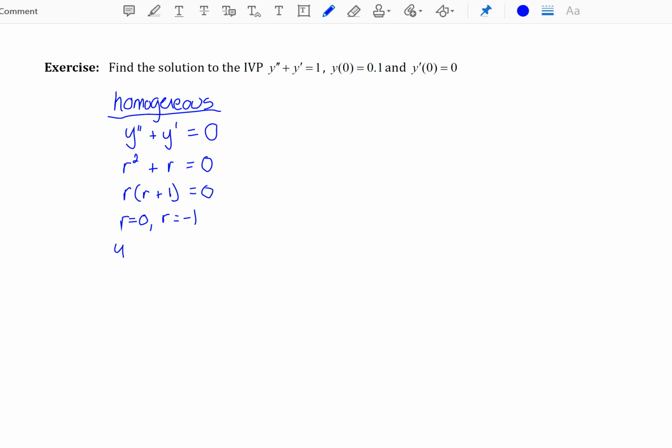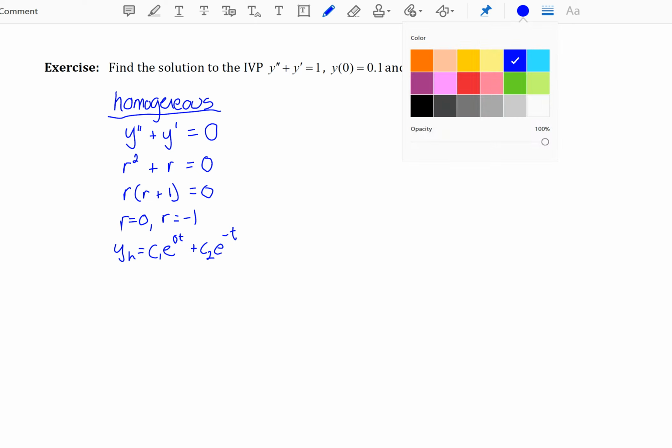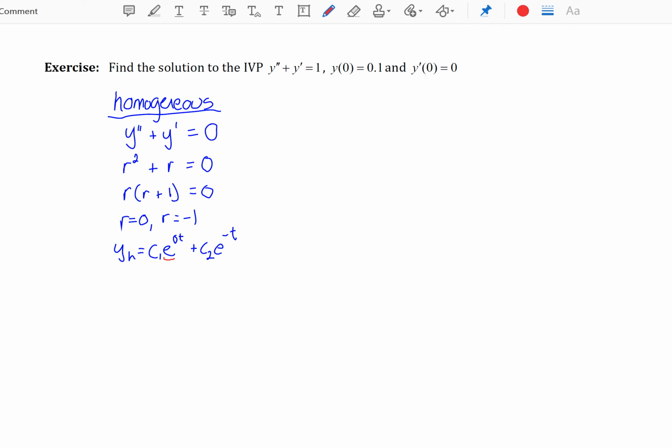This will give us our homogeneous solution as c1 e to the 0t plus c2 e to the negative t. However, it doesn't really make sense to leave e to the 0t. Recall e to the 0t is always 1. So we'll write our homogeneous solution as c1 plus c2 e to the negative t. This will be your homogeneous solution.